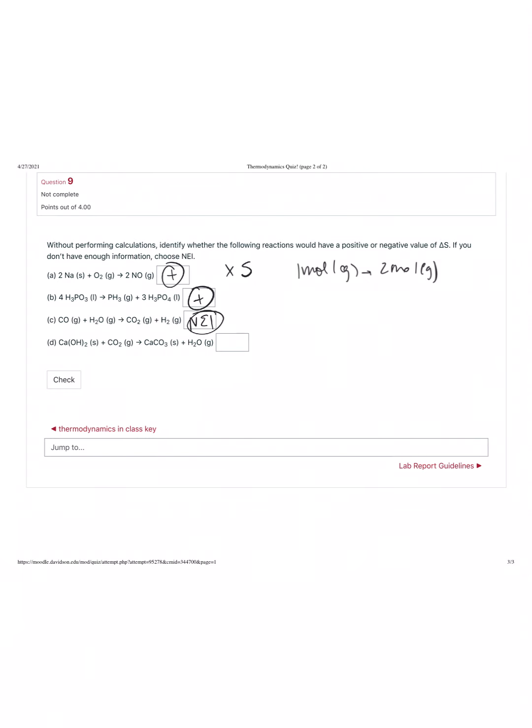If we look at the bottom, we see the same thing here. On both sides we have 1 mole of gas, and then 1 mole of solid. So again, not enough information. We can't tell because our amounts of moles of solids and gases are staying the same on both sides. We really don't have enough information to make a call on that.